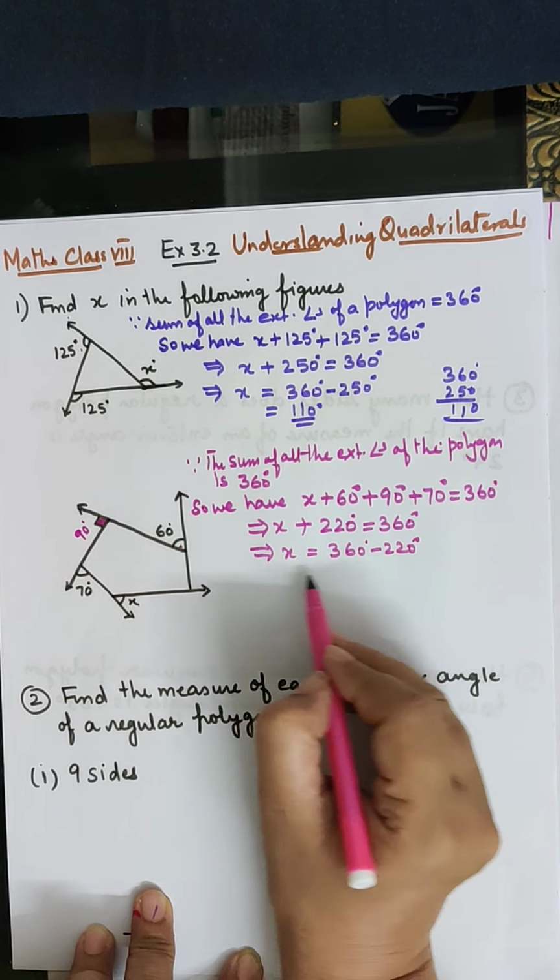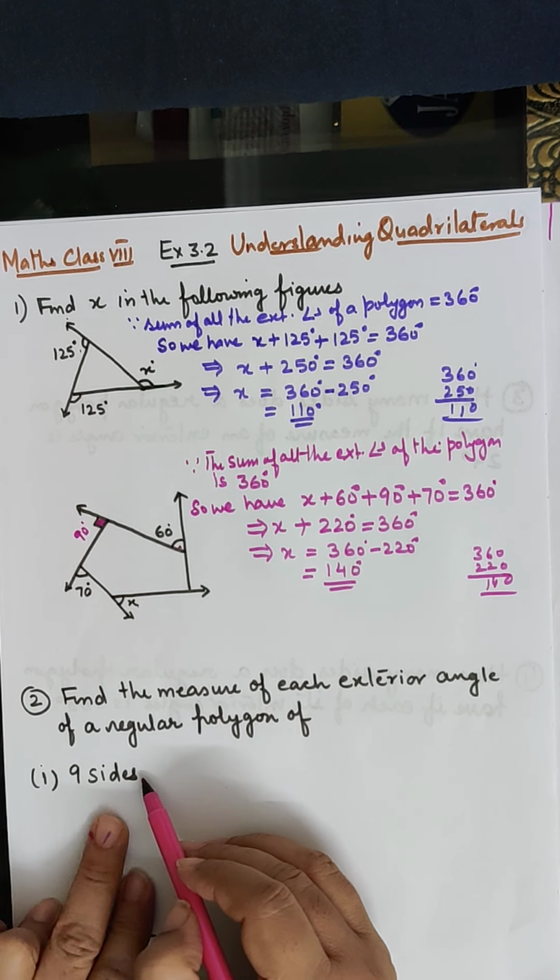All right. Now we come to question number 2. Find the measure of each exterior angle of a regular polygon of 9 sides.